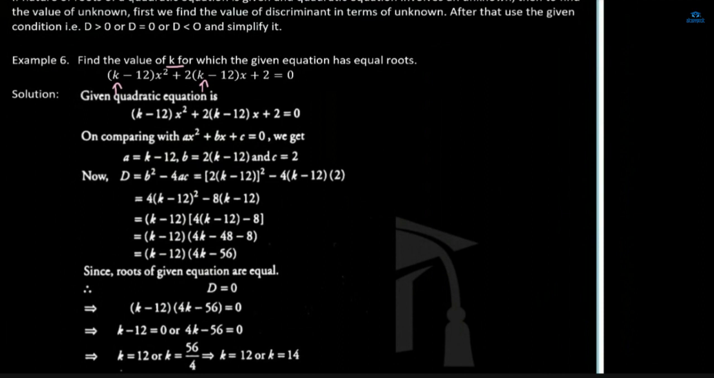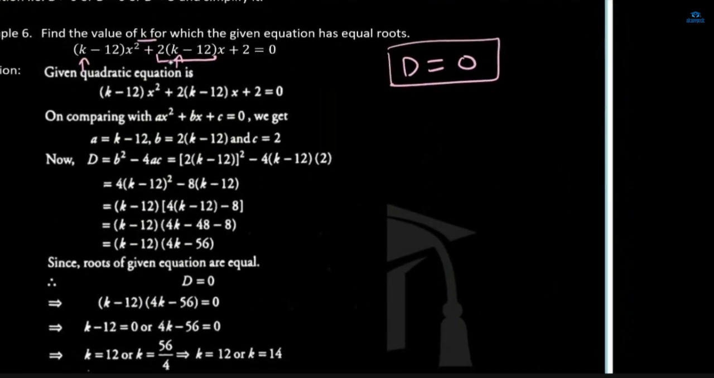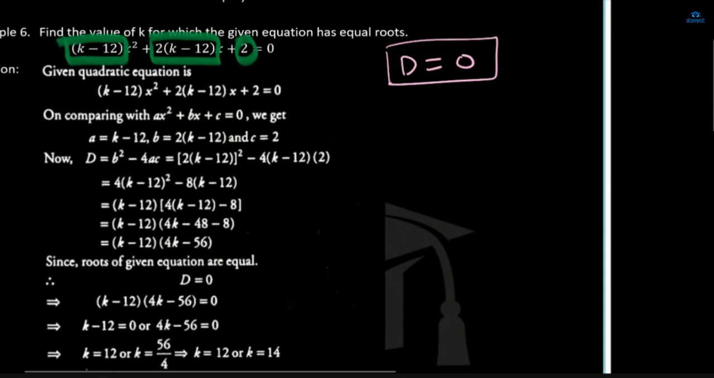Roots are equal means what is the case? D is equal to 0. So can you find D here? B square minus 4ac. You just have to put D equal to 0, because this is the only case when we get equal roots. Yes, ma'am. Using this equation, what is D? Here this is B, because it is with x, this is A, and this is C. Now B square minus 4ac. Can you do it? You can do it.